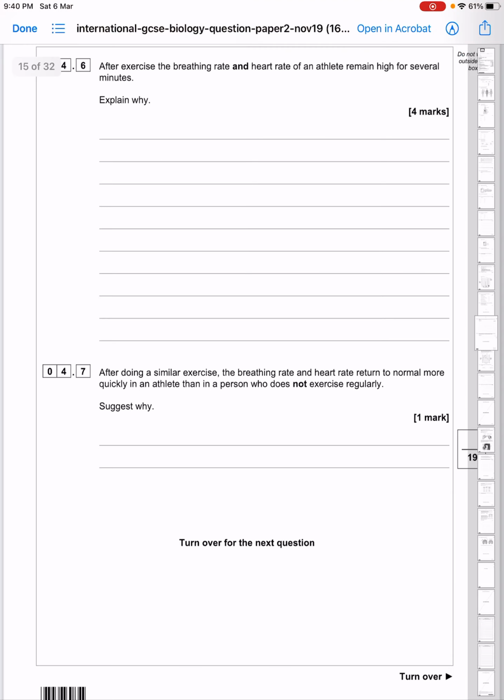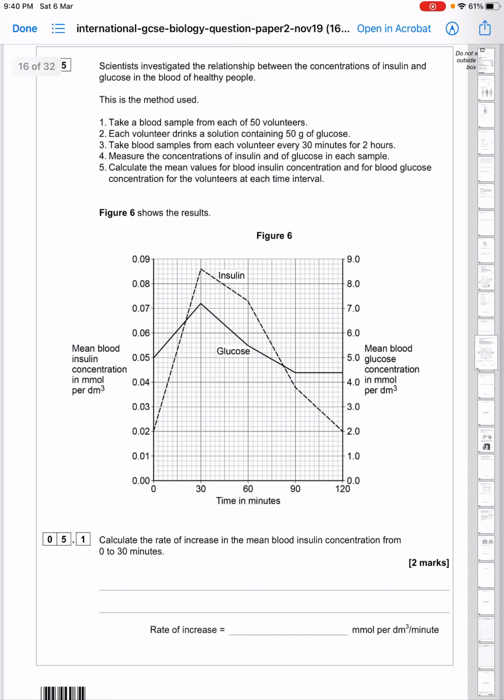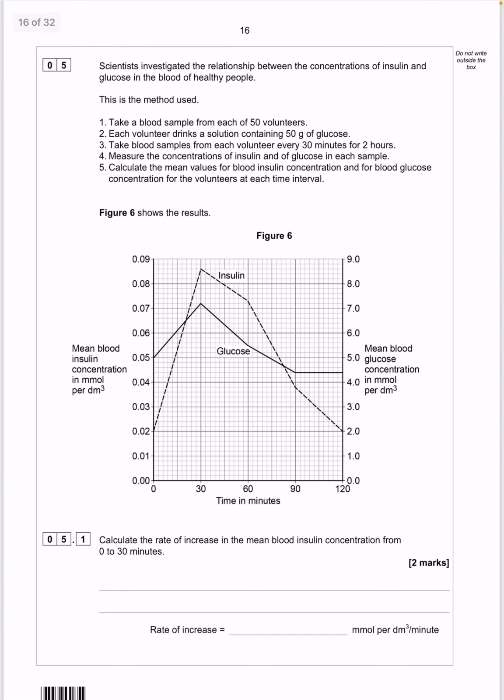And I'm going to head to question 5. Question 5 touches on the skill of analyzing graphs, which is required for all the exams at IGCSE level and at A level as well.